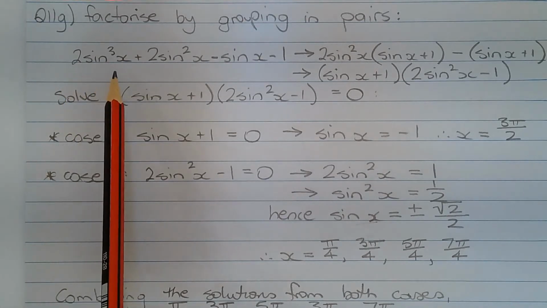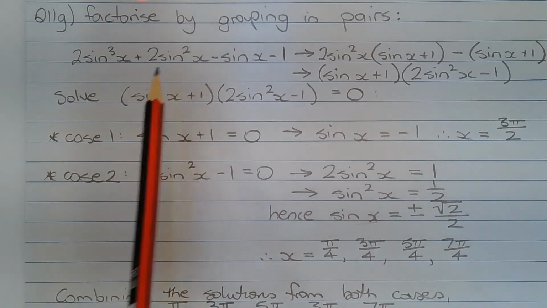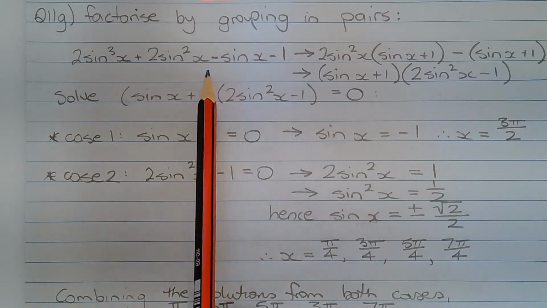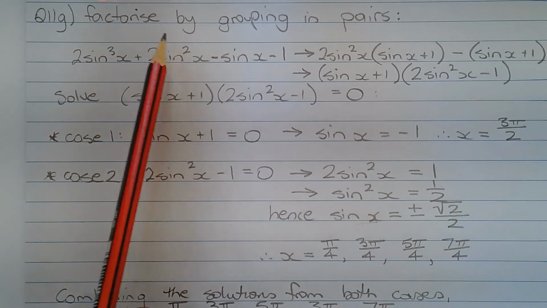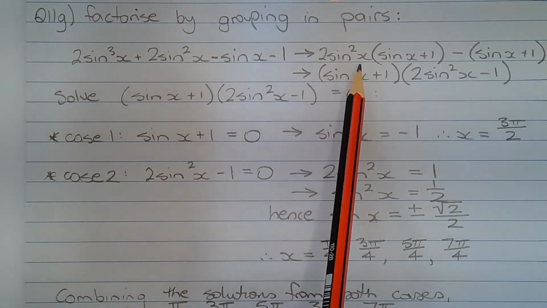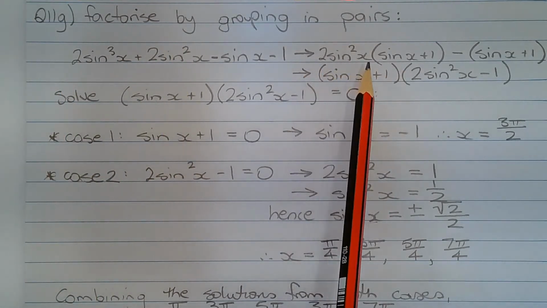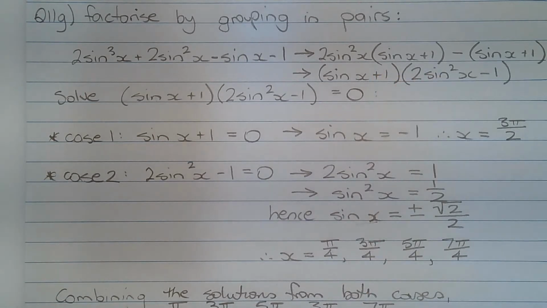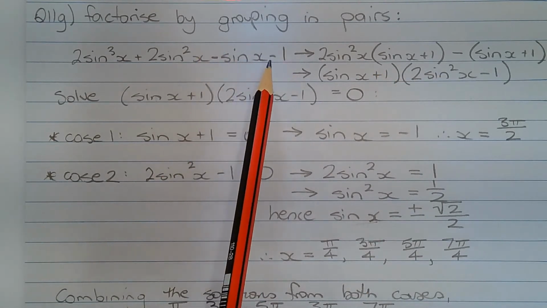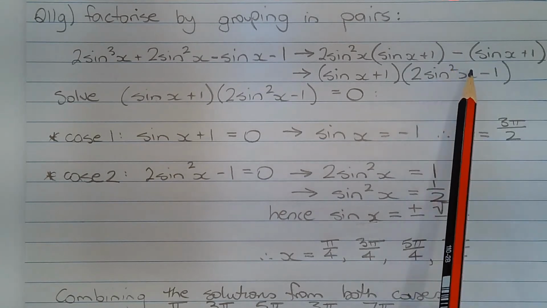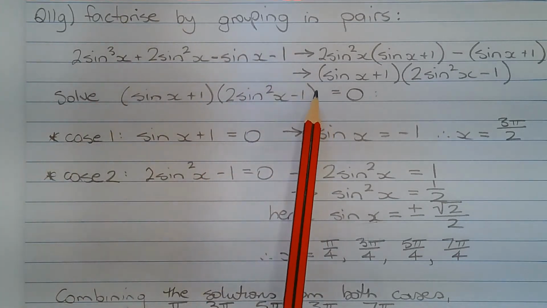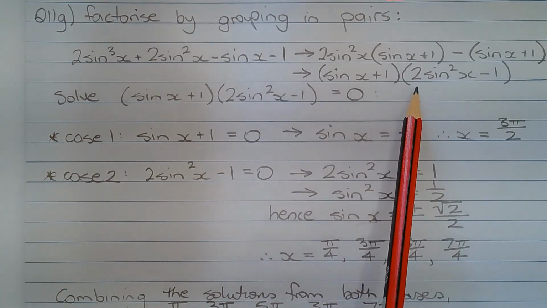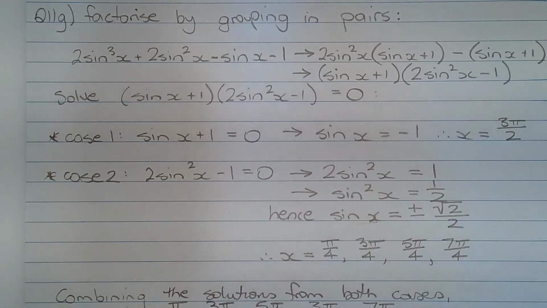We have 2 sine cubed x plus 2 sine squared x, which forms the first pair of terms, and we have minus sine x minus 1, which forms the second pair of terms. Now with the first pair of terms, we can factorise out 2 sine squared x. So that can be written as 2 sine squared x outside of sine x plus 1. And with the second pair of terms, we can factorise out negative 1. So that becomes minus sine x plus 1 in brackets. So to complete the factorisation, we can write this expression as sine x plus 1 in brackets multiplied by 2 sine squared x minus 1 in brackets.